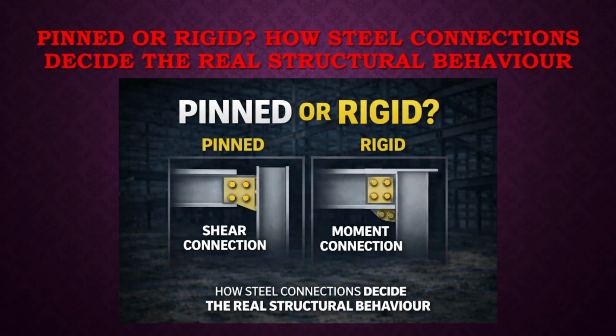Today I'll show you why the same beam under the same load can show completely different bending moments just because of how the connection is modeled. This is not a software theory. This is real structural behavior. First, one very important rule. By default, STAAD assumes every beam column joint is rigid. This means unless you tell STAAD otherwise, it assumes moment transfer is allowed at the connection. STAAD does not know whether you will provide a shear connection or a moment connection on site. It only knows what you allow it to transfer.